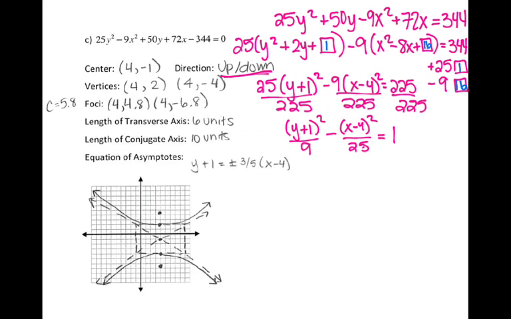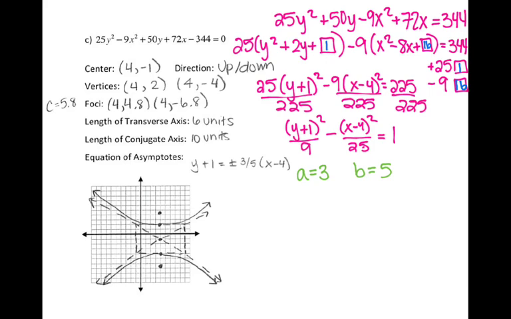For the center, make sure you take your x-coordinate from your x. So I have x minus 4, so my x-coordinate is going to be positive 4. Y plus 1, so my y-coordinate is going to be negative 1. So there's my center. For your vertices, you're going to use a, and with hyperbolas, a squared is always first. So a squared is 9, which makes a 3. B squared is 25, which makes b 5.